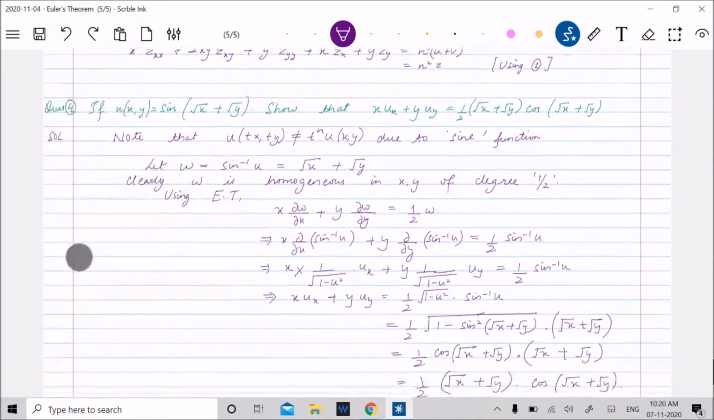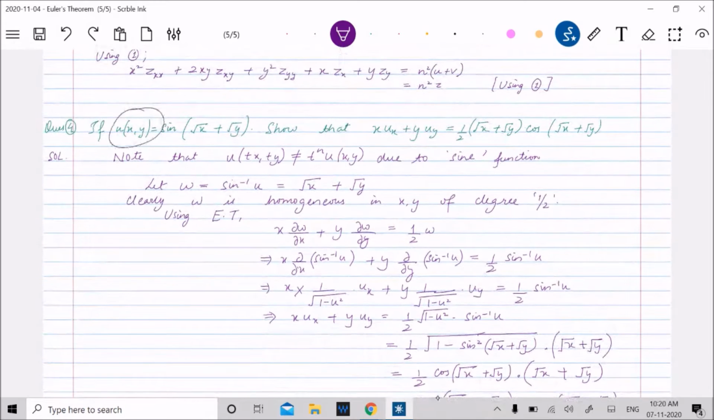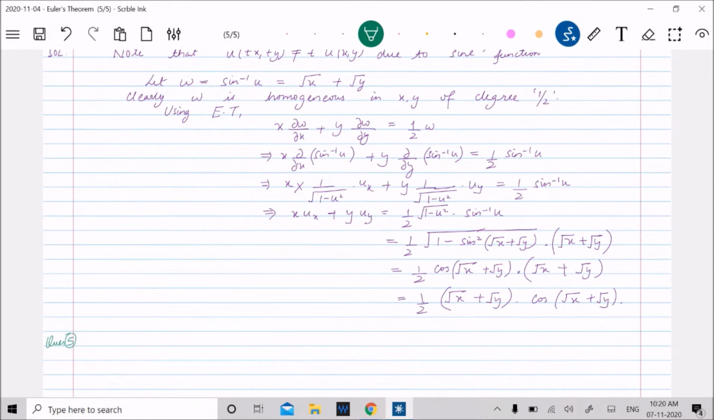Okay, so this is an example where the given function u was non-homogeneous, but that can be converted into homogeneous by bringing that function f here. Question number 5.